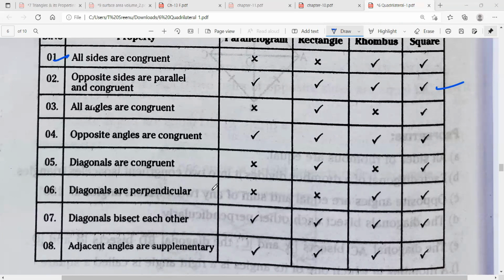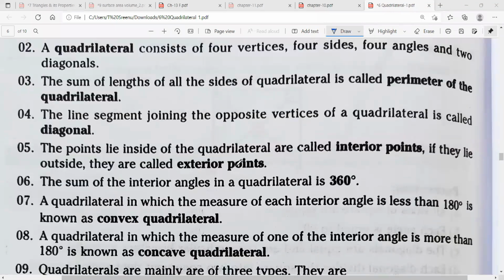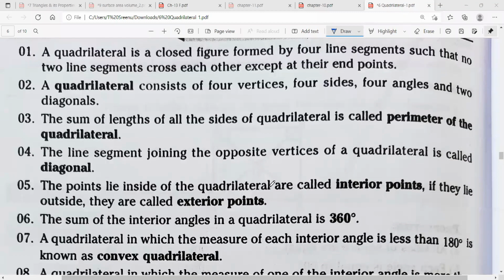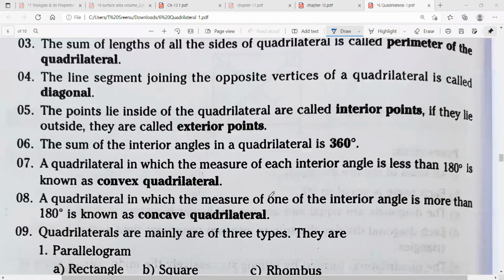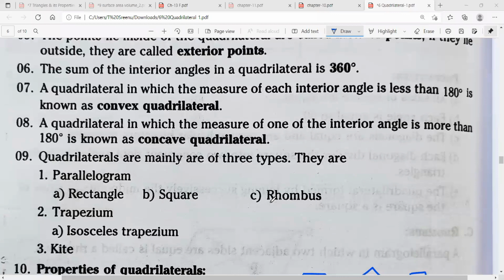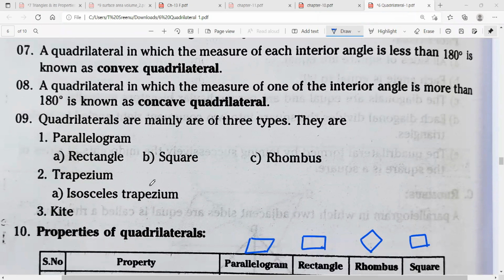So let us check some objective questions on this. Once you can see these key points, what we have discussed: what is quadrilateral, perimeter, diagonal, interior, exterior, sum of interior angles, convex, concave. All angles less than 180 is convex, one angle more than 180 is concave. Types of parallelogram: rectangle, square, rhombus. And we do have some other types like trapezium and kite. We will discuss further about it. Okay.